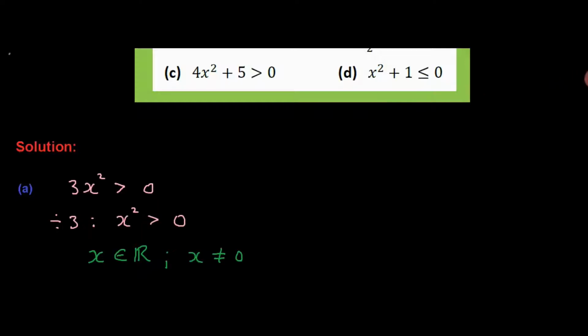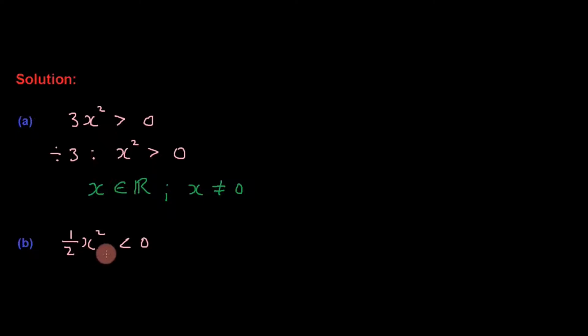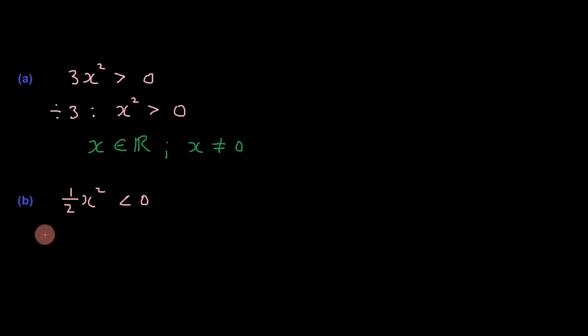Then looking at the second inequality, we have a half x squared is less than 0. Now we can first multiply both sides by 2, and we get x squared is less than 0. 2 times 0, of course, is 0. In this case, we're looking for x values such that when we square them, we get a negative answer. We know that no real number squared will give a negative answer. So in this case, there's no solution. So no solution.